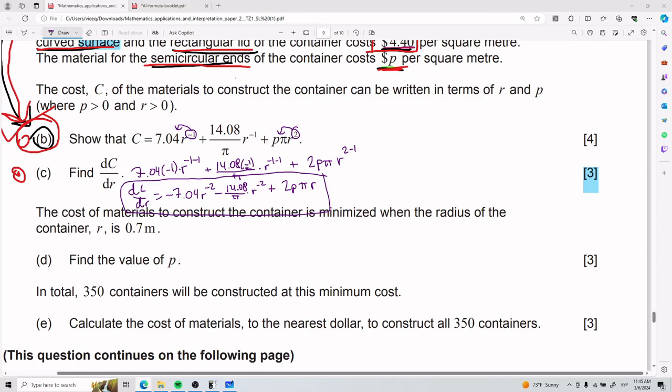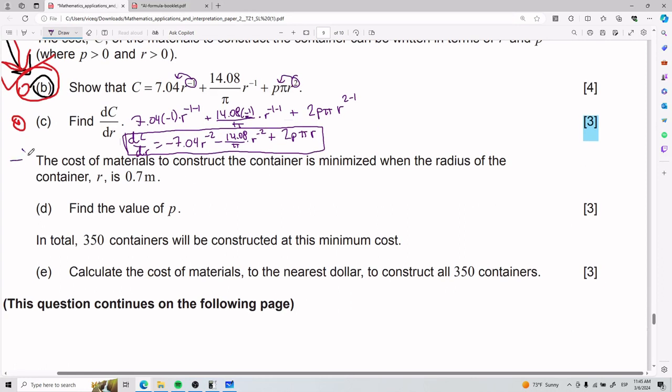All right, cool. So now for part D, they tell us that the cost of materials to construct the container is minimized. Big word. Minimized when the radius of the container r is 0.7, and to find the value of p. So here, the keyword is minimized.